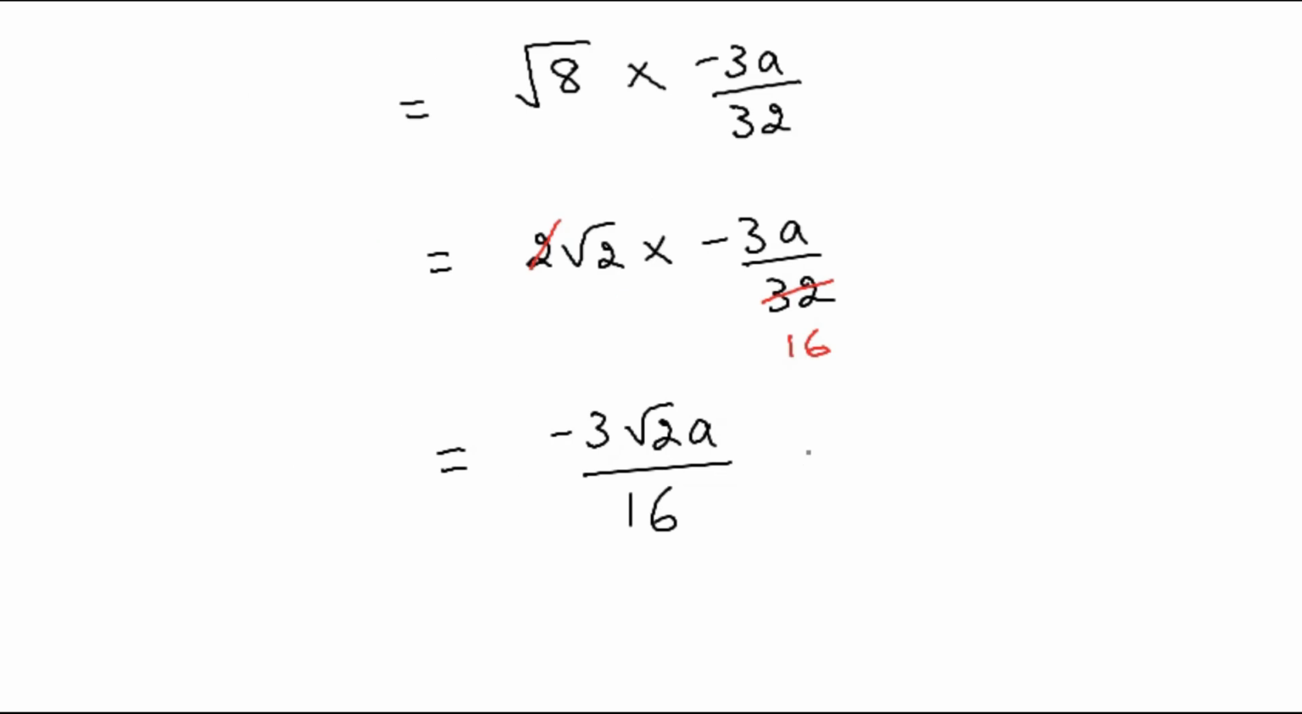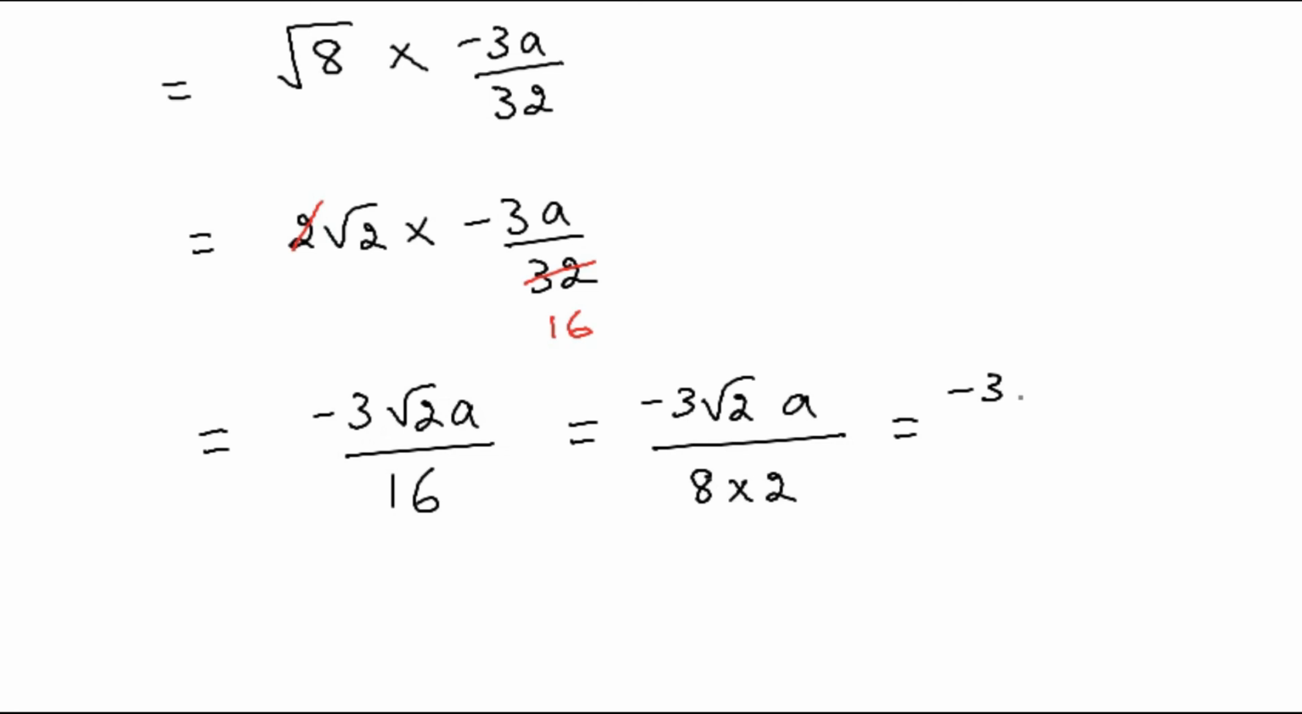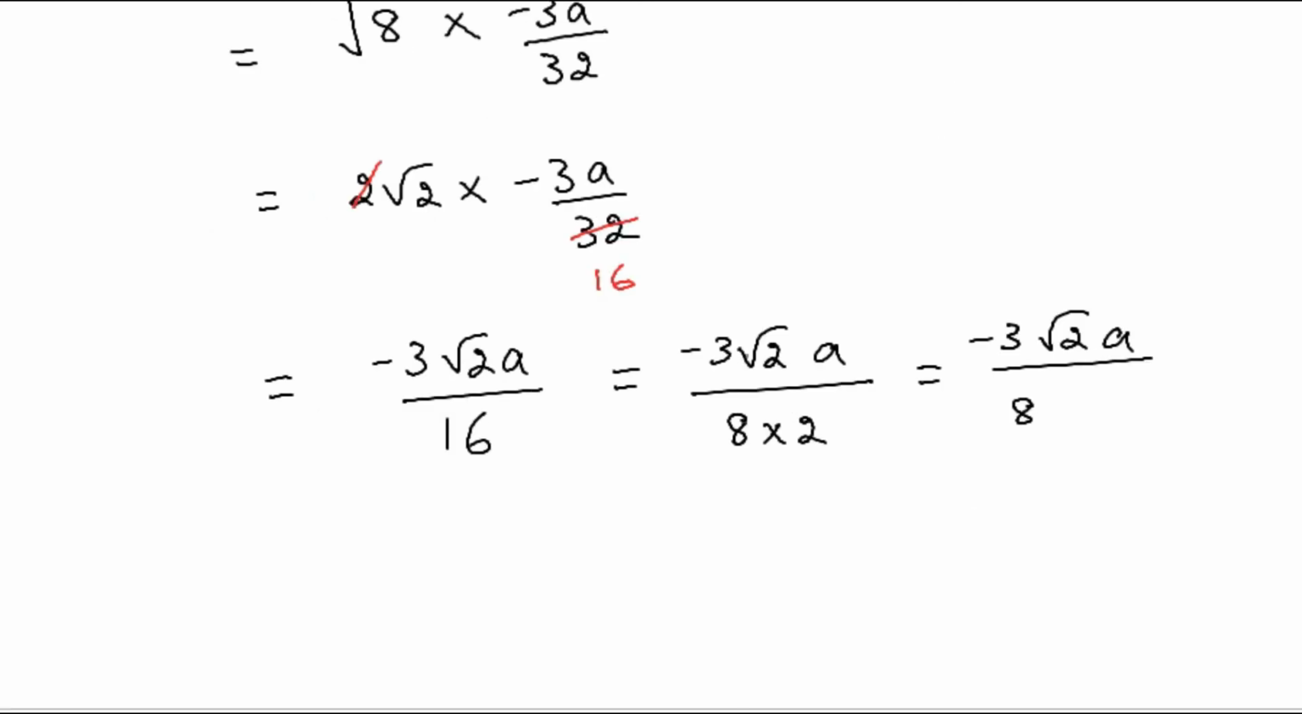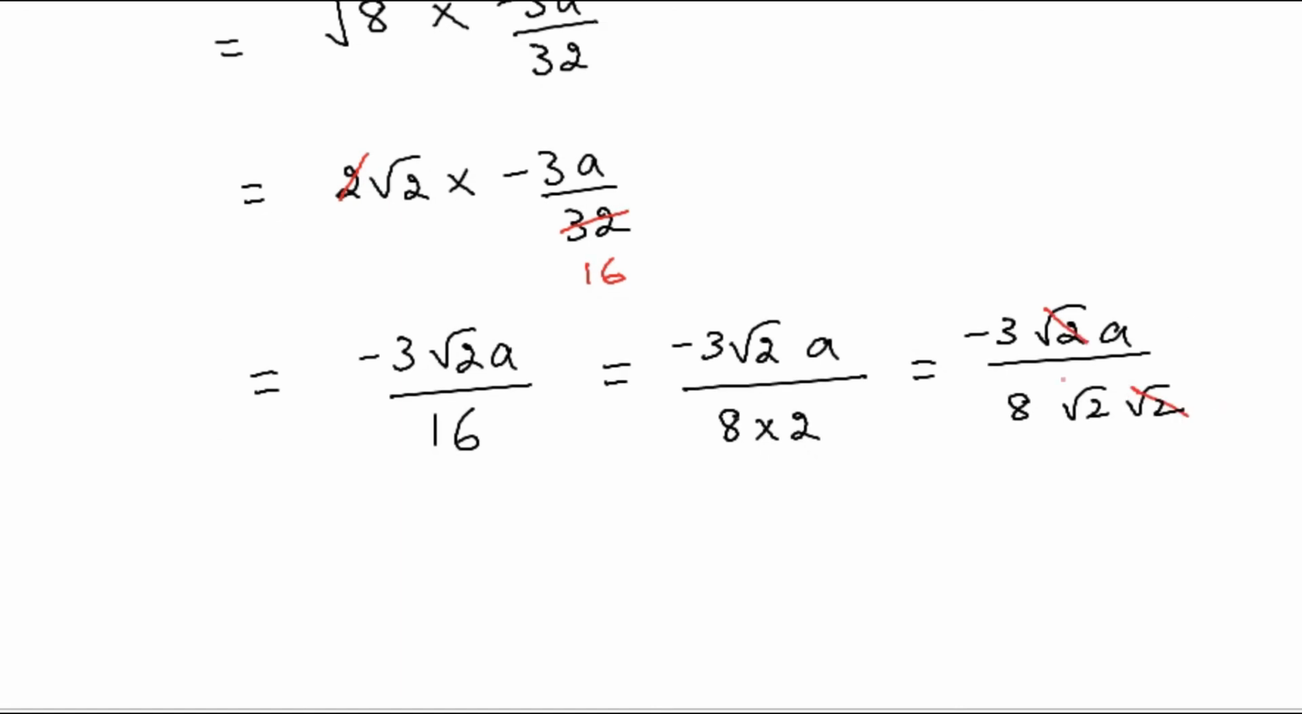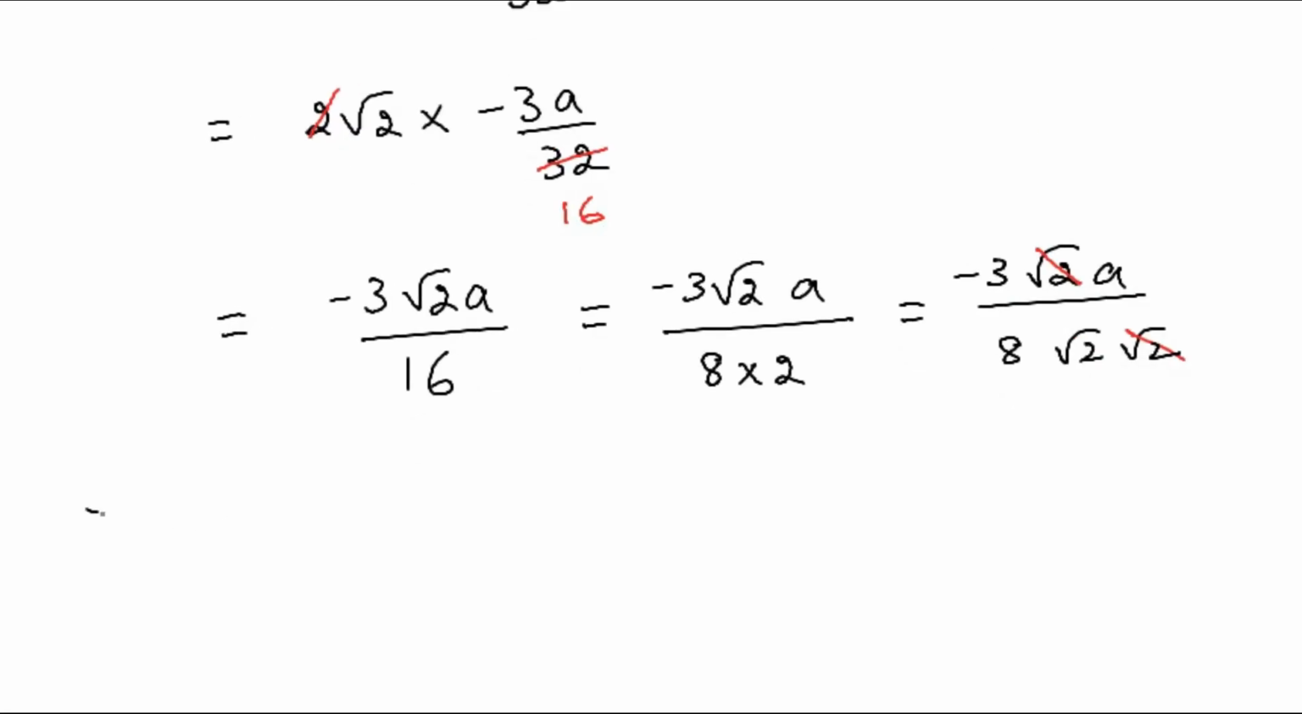Now this can further be written in the form of minus 3 root 2a divided by, 16 can be written as 8 times 2. Or further I can simplify 3 root 2a divided by 8 into, so 2 can be written as root 2 into root 2. You can cancel out root 2 and root 2. So we are left with rho equal to minus 3a by 8 root of 2.